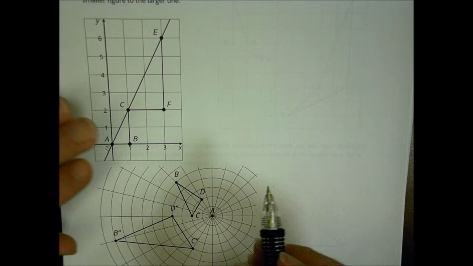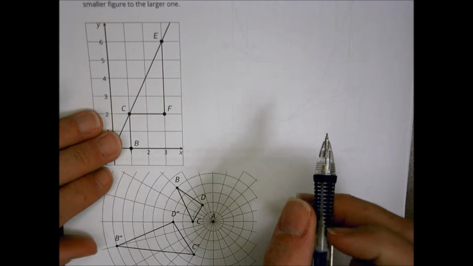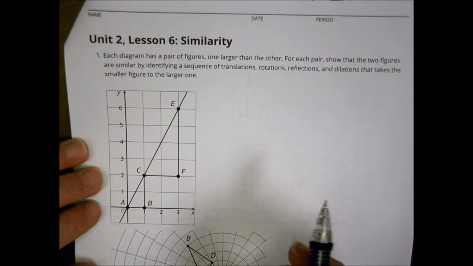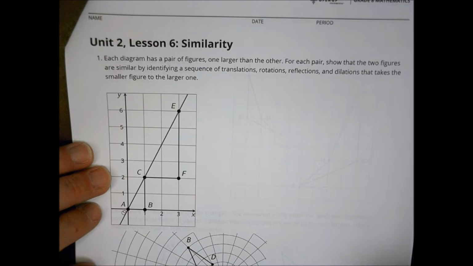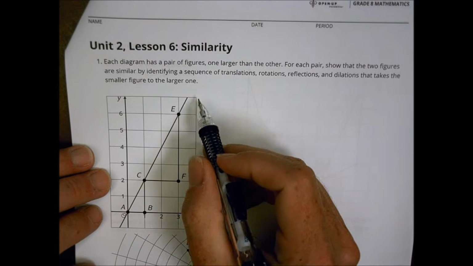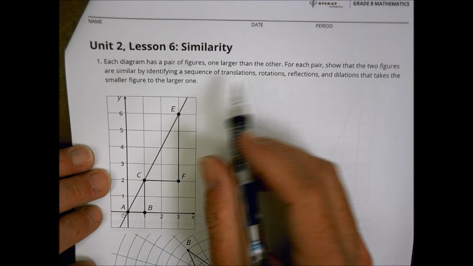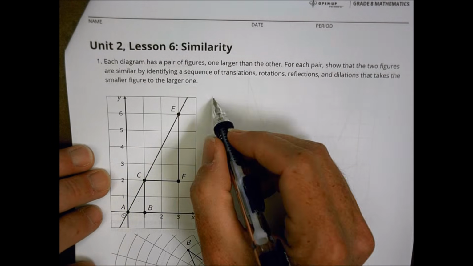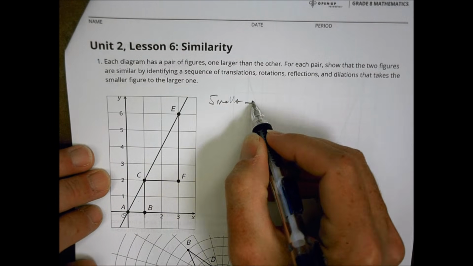Okay, so tonight's homework. Each diagram has a pair of figures, one larger than the other. For each pair, show that the two figures are similar by identifying a sequence of translations, rotations, reflections, dilations that takes the smaller one to the big one. So we're going smaller to larger.